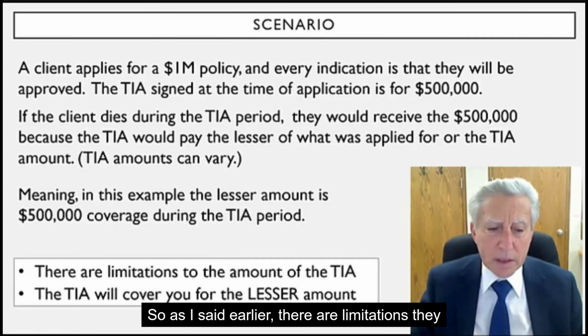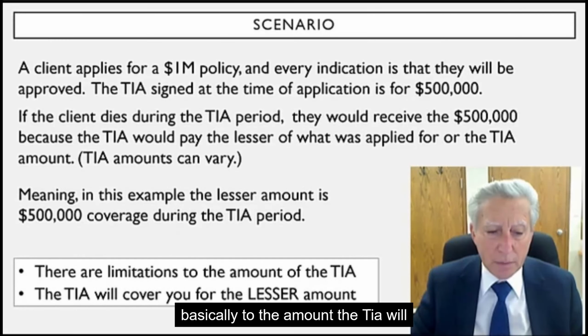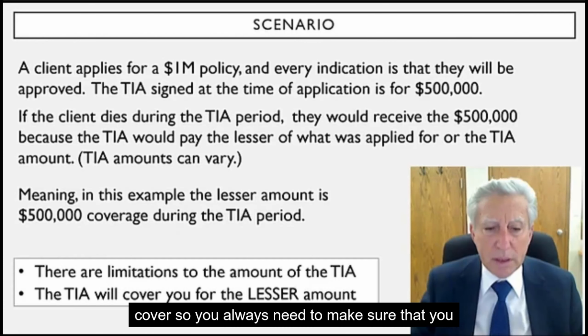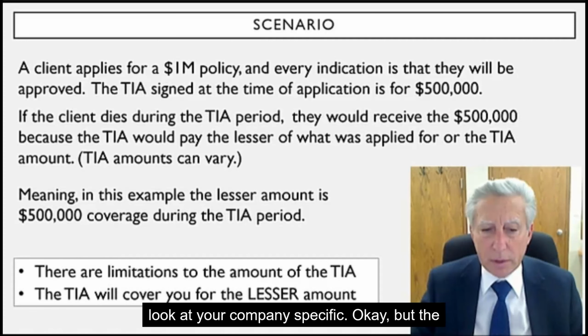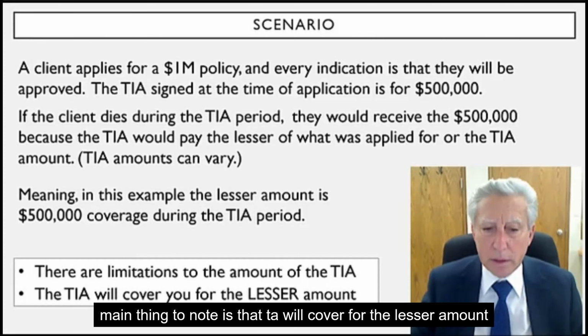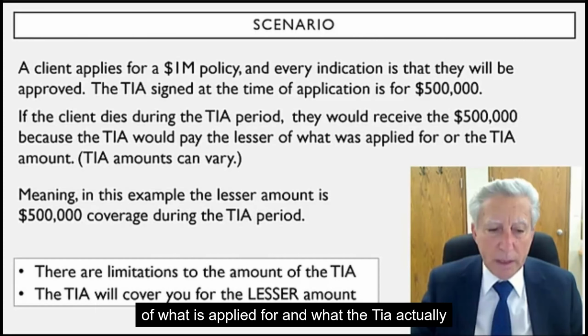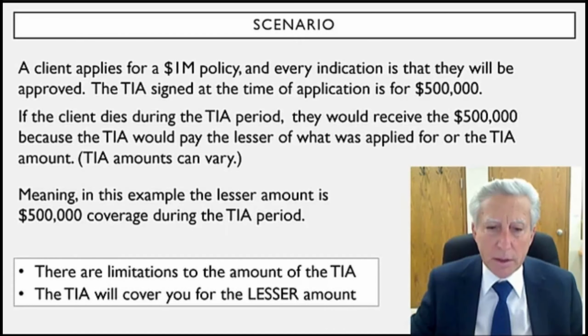Okay. So as I said earlier, there are limitations to the amount the TIA will cover. So you always need to make sure that you look at your company specific, okay? But the main thing to note is the TIA will cover the lesser amount of what is applied for and what the TIA actually says, okay?